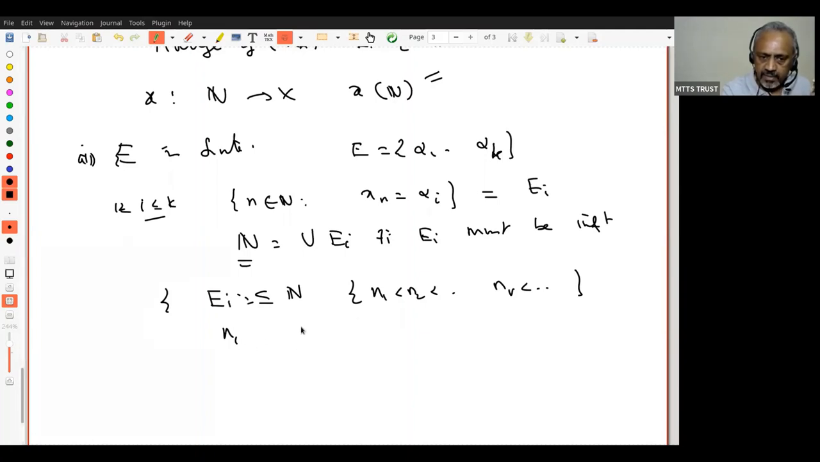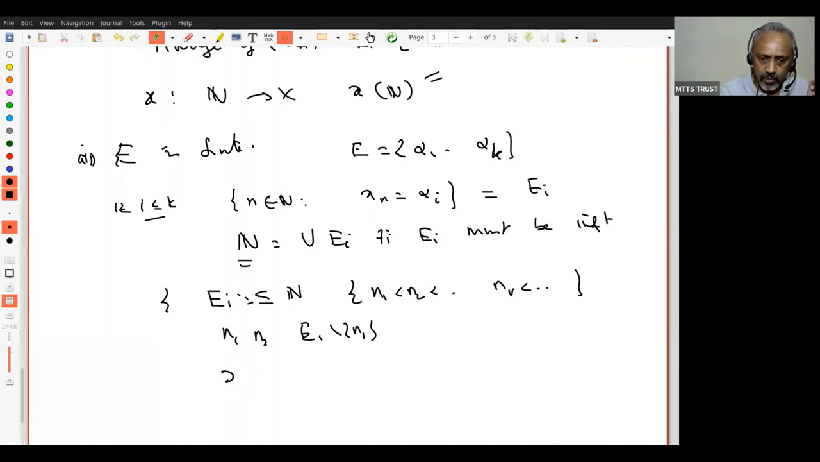Then from E_i remove n1. This is again an infinite set. Therefore, by the well-ordering principle, there is an n2 which is the least element of this. That n2 will be greater than n1, and so on. So this E_i, the infinite subset of natural numbers, can be written as n1 < n2 < ... < nk < ..., etc. Do you follow that?